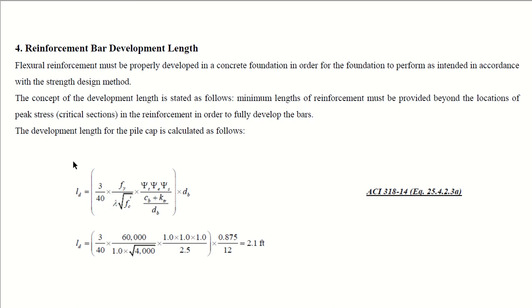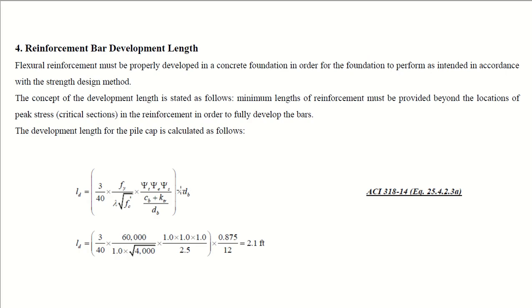25.4.2.3a, which is for the development length, and there are different coefficients. For normal weight concrete, these coefficients are equal to 1. Solving the value (cb plus Ktr) divided by db, it comes out to be 2.5.